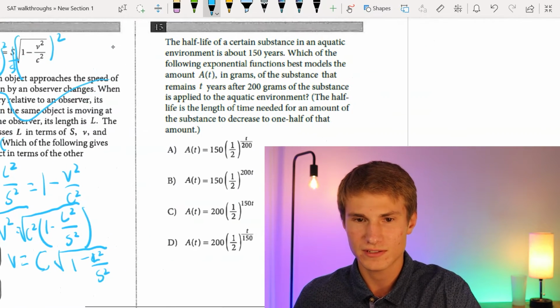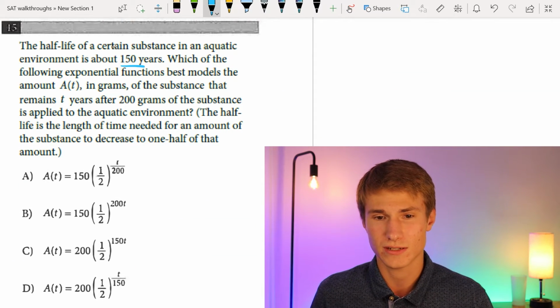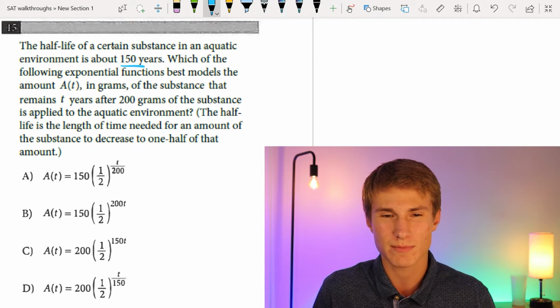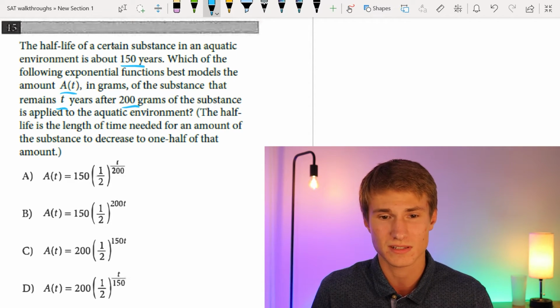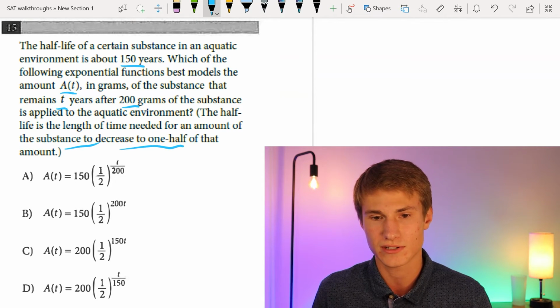All right, moving on to number 15 now. The half-life of a certain substance in an aquatic environment is about 150 years. Which of the following exponential functions best models the amount A of t in grams of the substance that remains t years after 200 grams of the substance is applied to the aquatic environment?